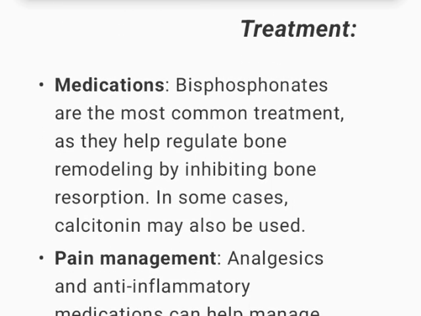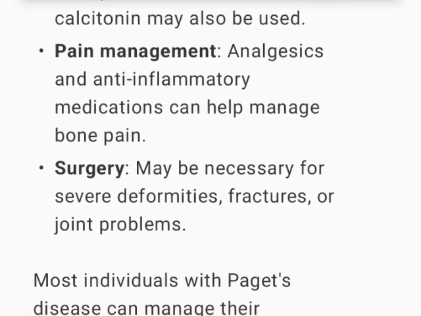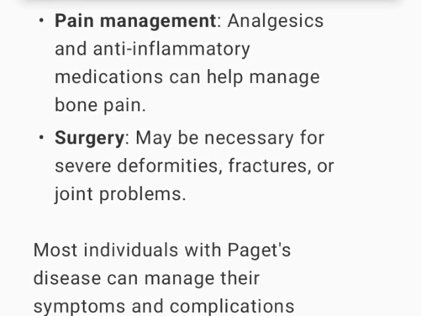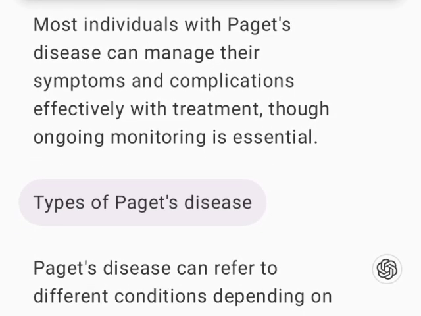Treatment: medications. Bisphosphonates are the most common treatment, as they help regulate bone remodeling by inhibiting bone resorption. In some cases, calcitonin may also be used. Pain management: analgesics and anti-inflammatory medications can help manage bone pain. Surgery may be necessary for severe deformities, fractures, or joint problems. Most individuals with Paget's disease can manage their symptoms and complications effectively with treatment, though ongoing monitoring is essential.